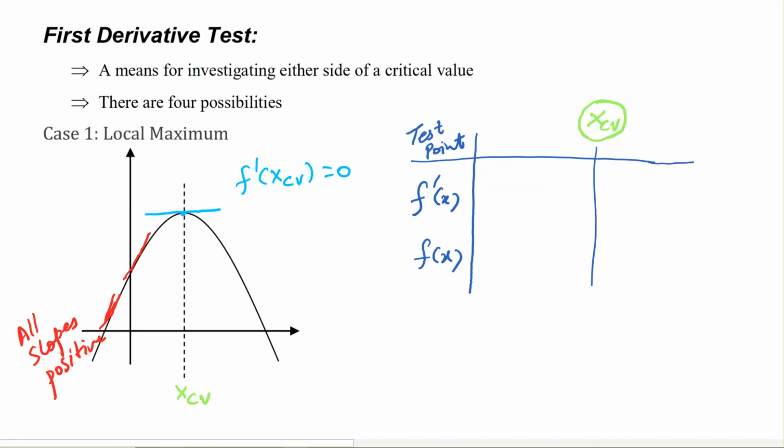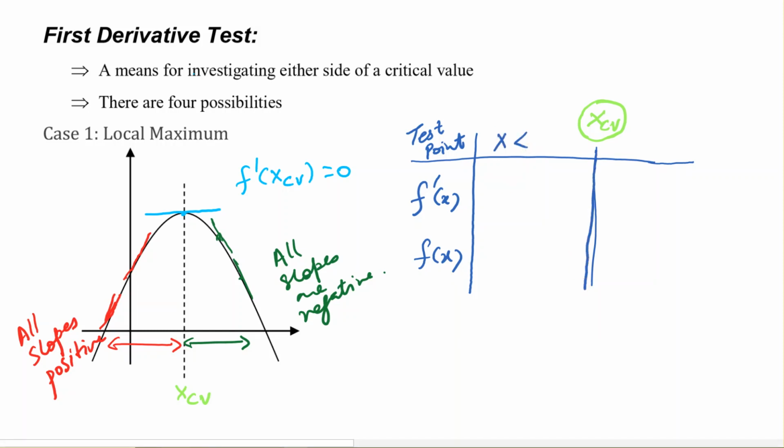Similarly, on the other side, if we draw and we notice that all the slopes are negative. So basically we are looking at the left side and the right side of the critical point. So I'm going to make my table here. I'm going to choose some test points. So here in the middle is my critical value.